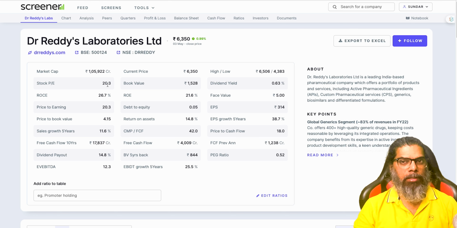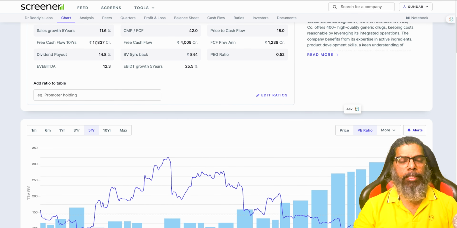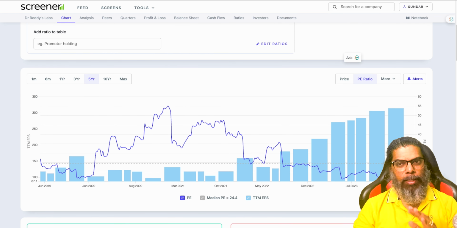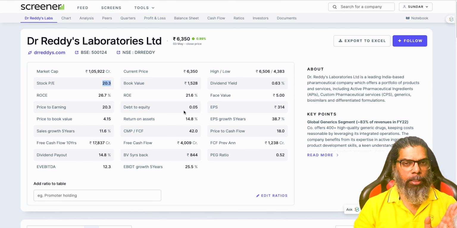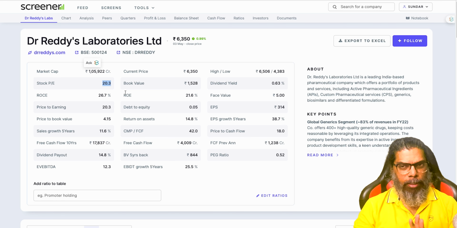So when I see Dr. Reddy's PE, how it is doing, it is trading at very low, right? So that way, first you have to understand which company to look at, and for which company what ratio to look at. So here it is very clear. It is not a banking sector or anything. It is trading good. Let's take Tata Steel now.